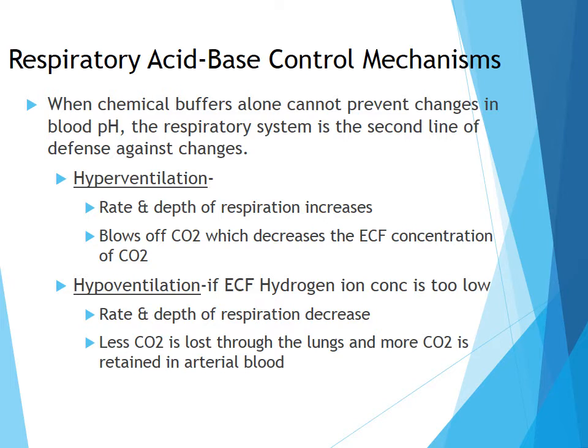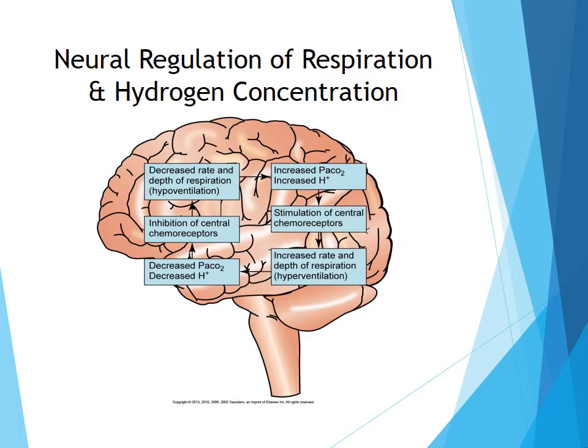If the extracellular fluid hydrogen ion concentration is too low, we decrease our rate and depth of respiration, and less CO2 is going to be blown off, and more CO2 is going to be retained in our arterial blood, correcting that pH. And this picture will show us a little bit of the neural regulation of our respiration and hydrogen ion concentration.